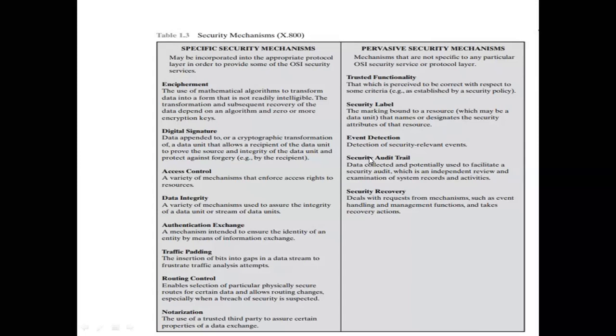Next one is event detection. Event detection means security related. For example, an authorized user unnecessarily modifies some data, which is not related to his role. That is simply that type of detection. Simply you can say event detection is detection of security relevant events.